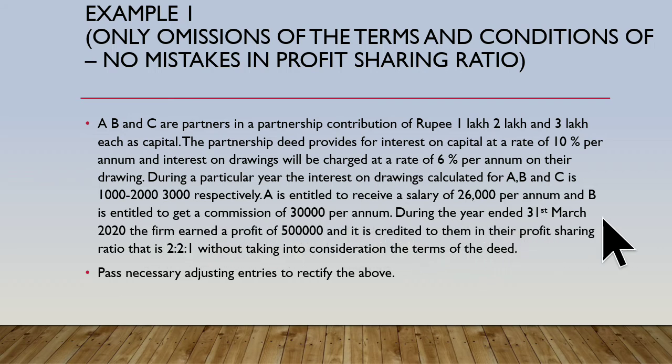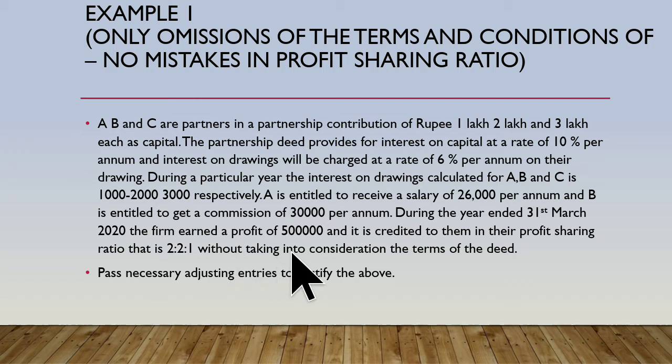During the year ended 31st March 2020, the firm earned a profit of 5 lakh, and it is credited to them in their profit sharing ratio. See the line, in their profit sharing ratio 2:2:1. That means this is the agreed ratio.